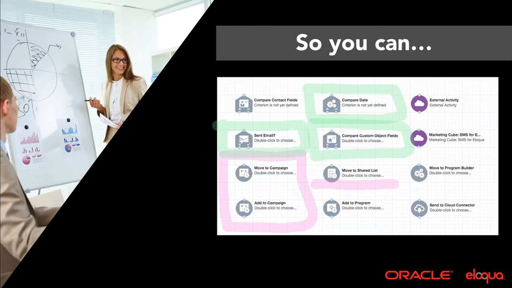So you can, based on people's behavior, if people are engaging in a campaign, route them through the campaign. However, after two or three attempts of trying to reach somebody, if they're not responding to your email communications, you may want to move them to a shared list, which then potentially could be sent to the call center to make some outbound phone calls. So there can be all sorts of reasons as to why you might want to move people to a shared list.